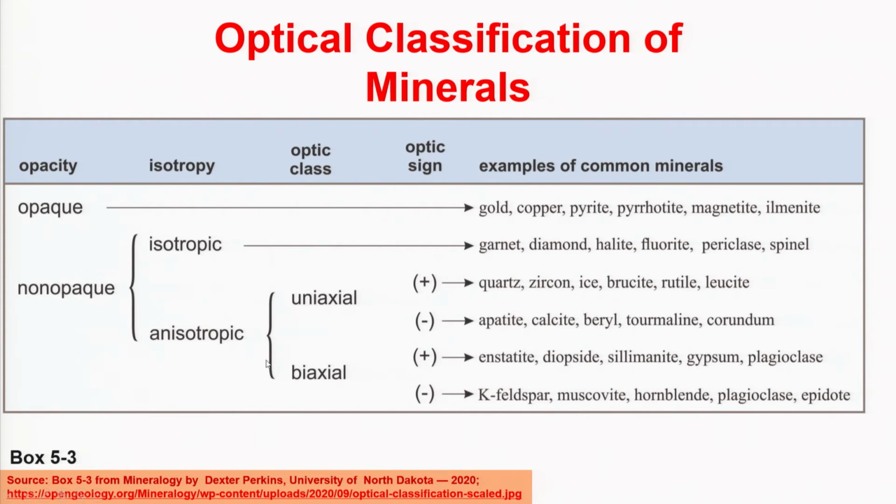And in the biaxial group, the positive minerals are the magnesium end member orthopyroxene, we call it enstatite. You have clinopyroxene like diopside, sillimanite, and you have plagioclase of certain composition, particularly from the sodic end member. And in the biaxial negative mineral group, potash feldspar is always biaxial negative, as also muscovite, hornblende, and also plagioclase of certain compositions, they are also biaxial negative.